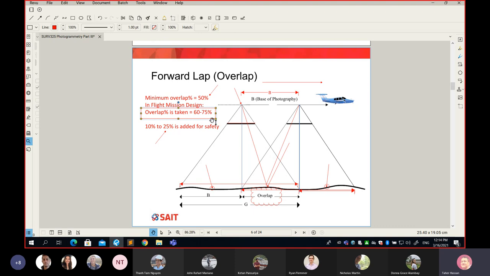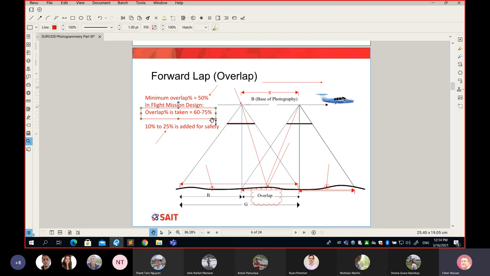If you remember, in the last class, I gave you a very quick demo on Dex4D Capture, which is an app that helps you to design the mission for drones. One of the parameters that you set during the flight mission design is the overlap percentage. Again, bottom line is minimum 50.